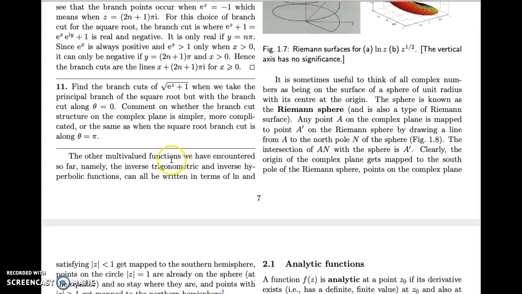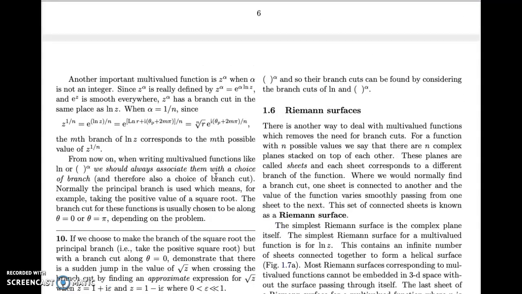Now, what about other multi-valued functions we've met? We've met inverse trig and inverse hyperbolic functions. They can both be written in terms of log and raising to the power alpha. So their branch cuts can be found by considering the branch cuts of log and raising to the power alpha as well. So really, we've already covered those cases.